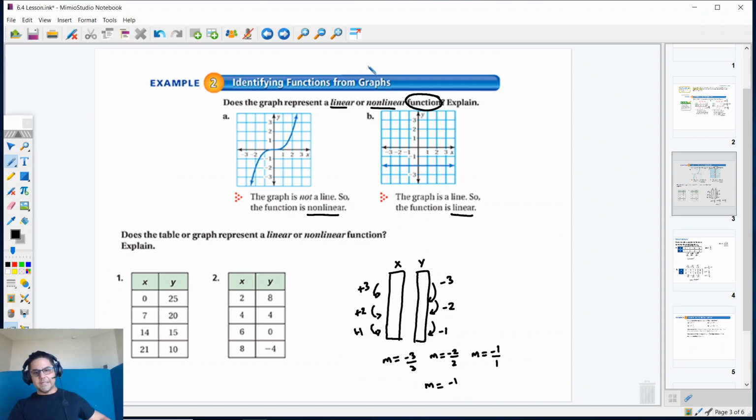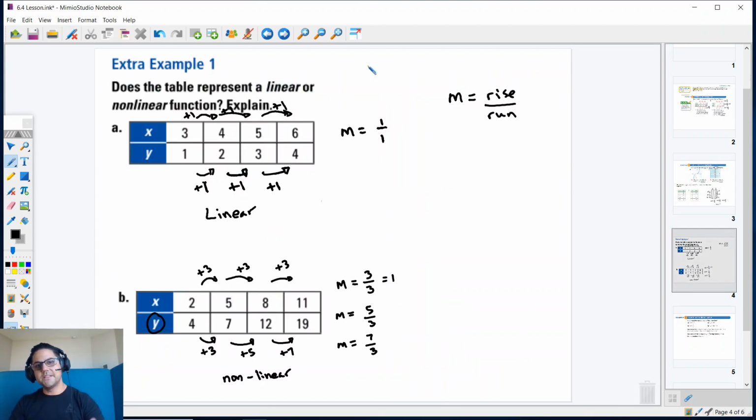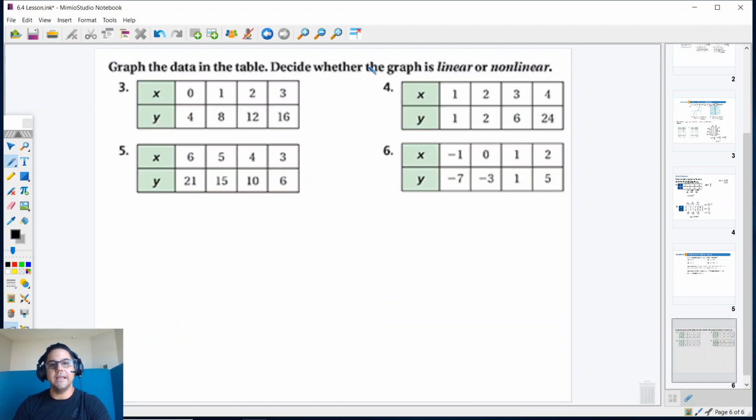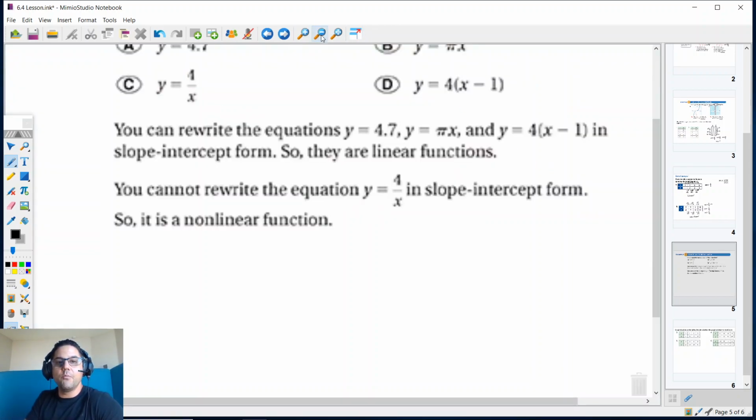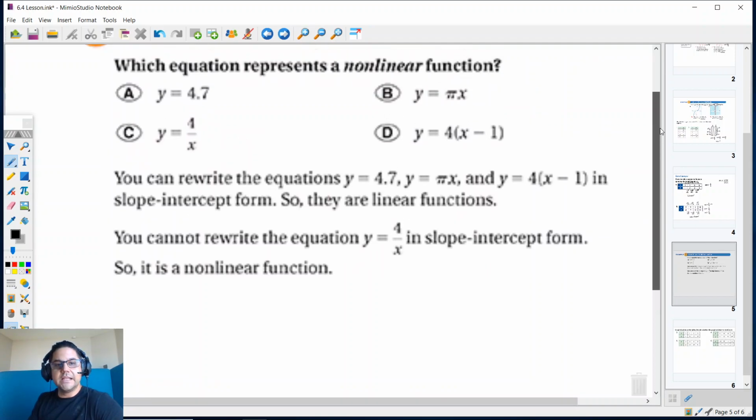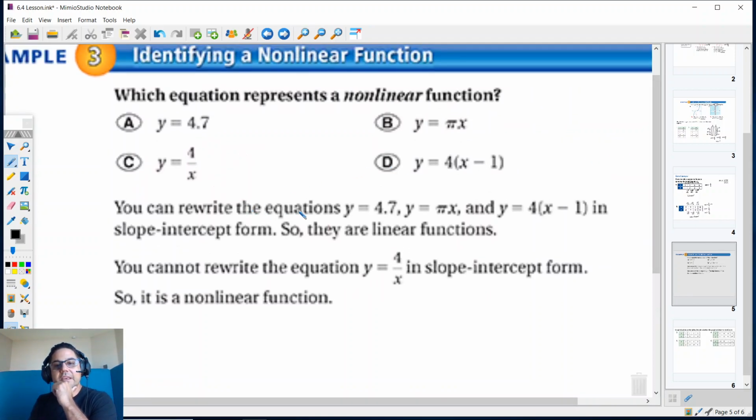All right, so we talked about data tables, we talked about graphs. The last option we need to see is our actual equation form. Now, some of our phrases that we're going to use might be a little bit different from what you may have expected. You can rewrite the equations in slope-intercept form. So you don't even know what that really looks like maybe, but slope-intercept form is y is equal to mx plus b, so kind of a preview.